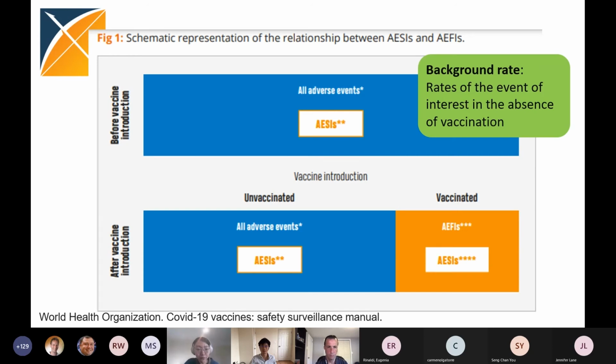The plot I borrowed is from the WHO vaccine safety surveillance manual. On the top we see all the adverse events, and under that there is a subgroup called adverse events of special interest. That is before introduction of the vaccine, and after that, we can also observe the rate of those events among those vaccinated and those unvaccinated. So the background rates we are talking about here are the rates of those adverse events that happened before introduction of the vaccination.